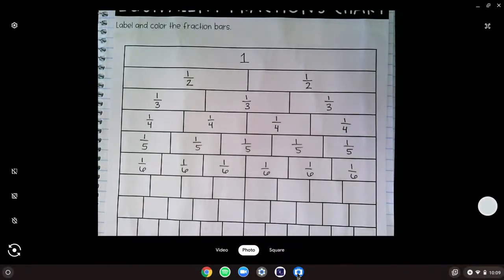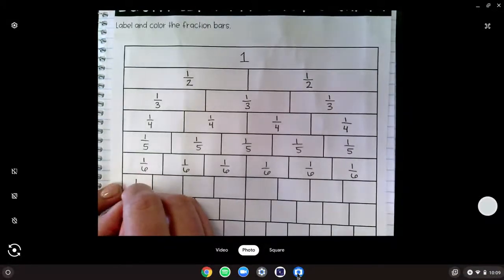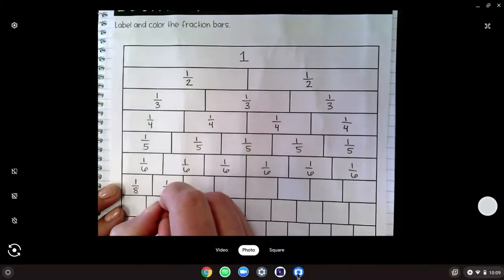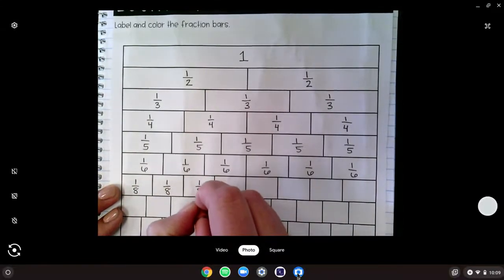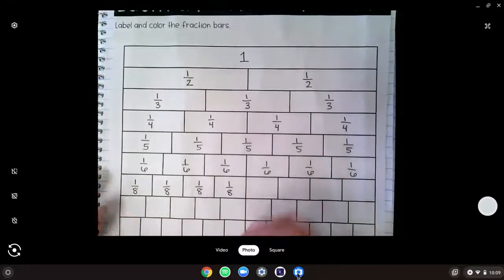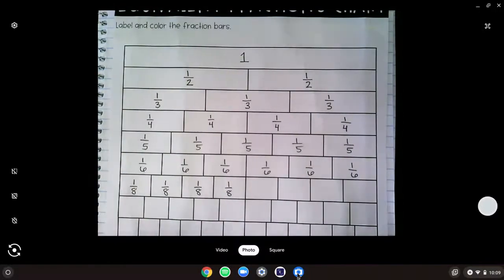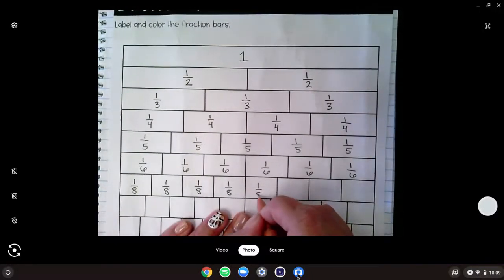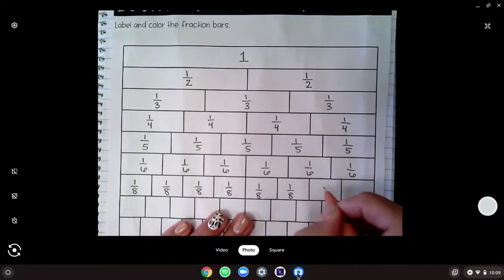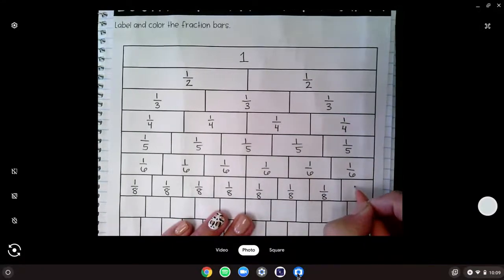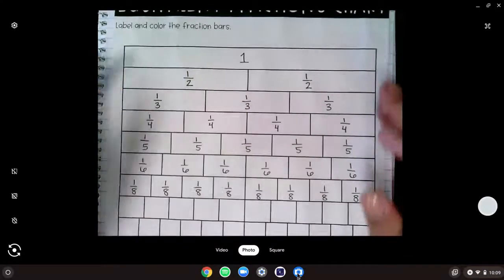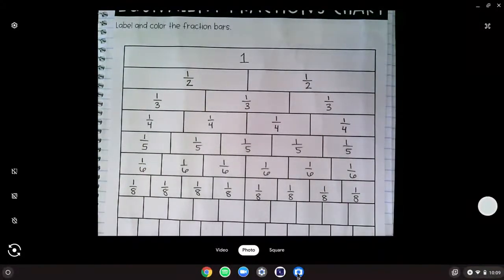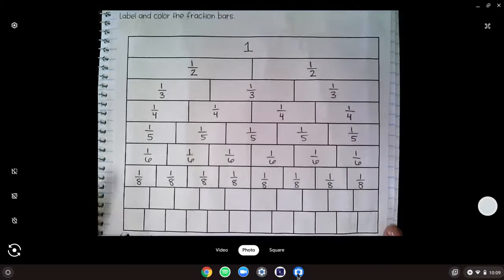Is this 1/7? No, Monica? It's 1/8. Why do you think we skipped 1/7? It's kind of hard to split into 7 equal parts. We don't use 1/7 very often. Once we learn how to use these basic fractions, we can use those skills then to talk about 1/7. Okay? We've got 2 more to go.